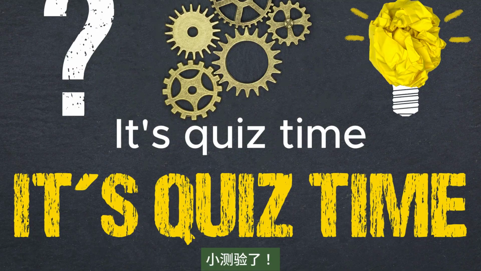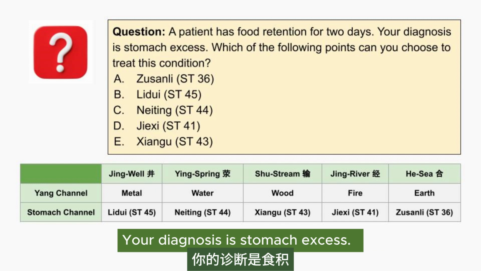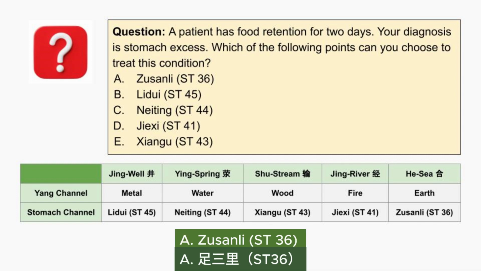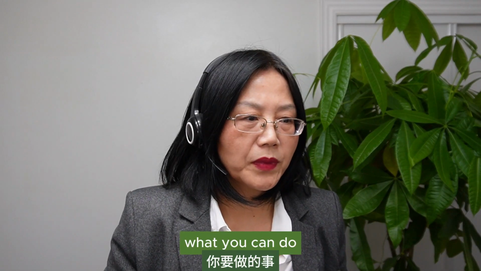It's quiz time. A patient has food retention for two days. Your diagnosis is stomach excess. Which of the following points can you choose to treat this condition? A. Zusanli ST36. B. Lidui ST45. C. Neiting ST44. D. Jiexi ST41. E. Xiangu ST43.